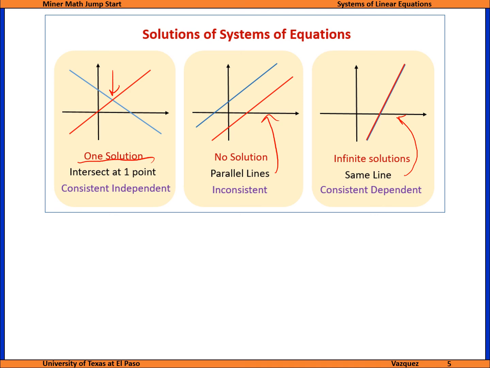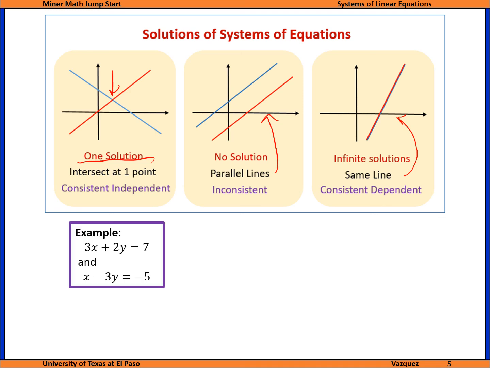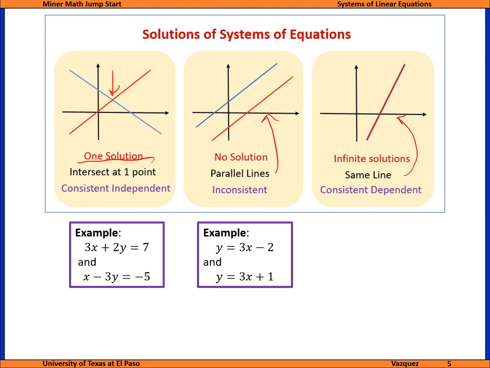And let me give you an example. The one for the intersection at one point, we've been going over. That's the one we used for the substitution method and the elimination method. This is just another example where those two lines will meet at one point. The parallel lines we have here, and as we've learned, parallel lines have the same slope. So that's how we know these two lines are parallel. These will have no solution.